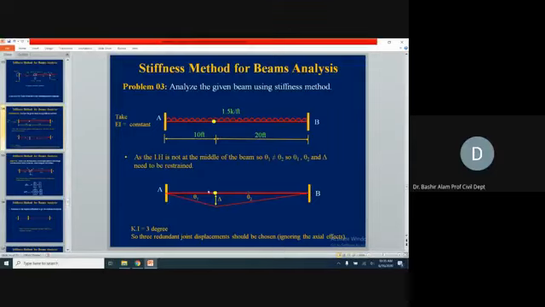Now horizontal effects we are ignoring. Otherwise, if horizontal is also included, then it becomes a 4 degrees indeterminate problem. But in this case, it is a 3 degrees indeterminate problem: θ1, θ2, and this delta. How to handle this problem now in this stiffness method? So first, let's identify these θ1, θ2, and this delta.